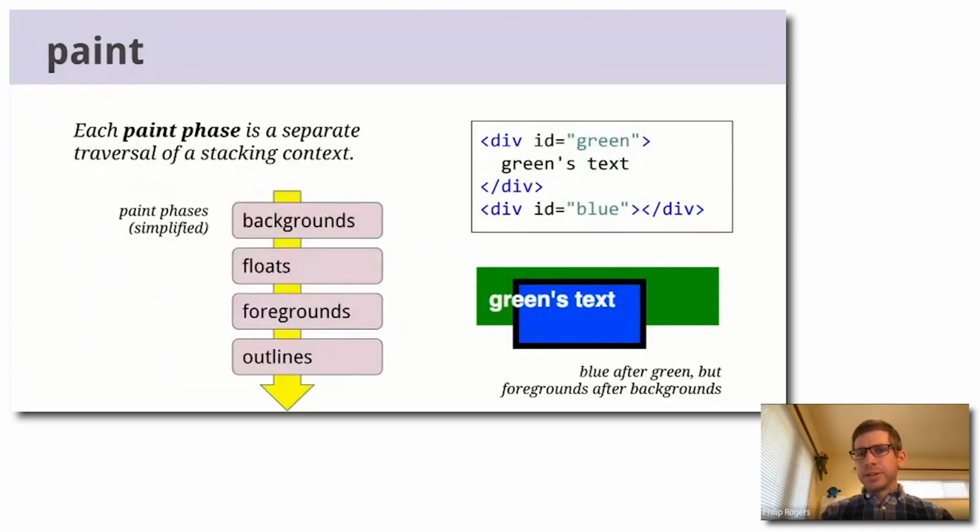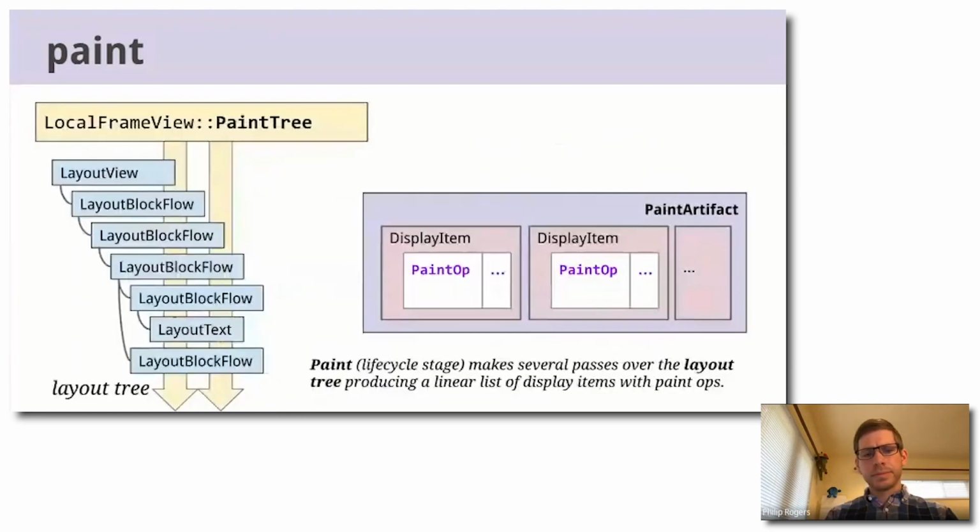Another example here is layout objects actually paint in multiple phases. So for example, a div may paint its background, then the foreground text, and then maybe the selection the user has on top of that. So we need to actually process each layout object several times in each of these phases. So the paint lifecycle stage makes several iterations over the layout tree in order to produce this linear list of paint operations.